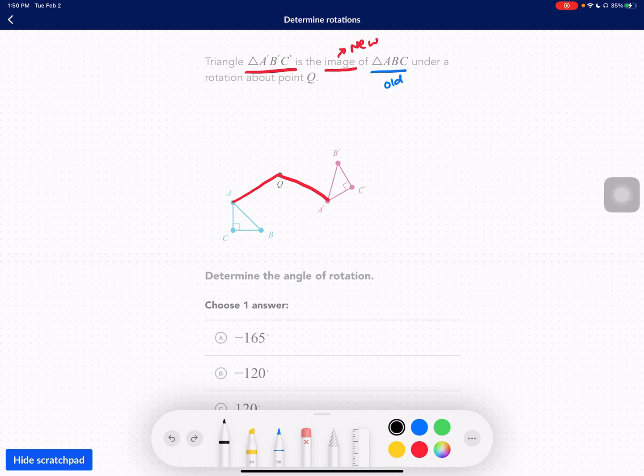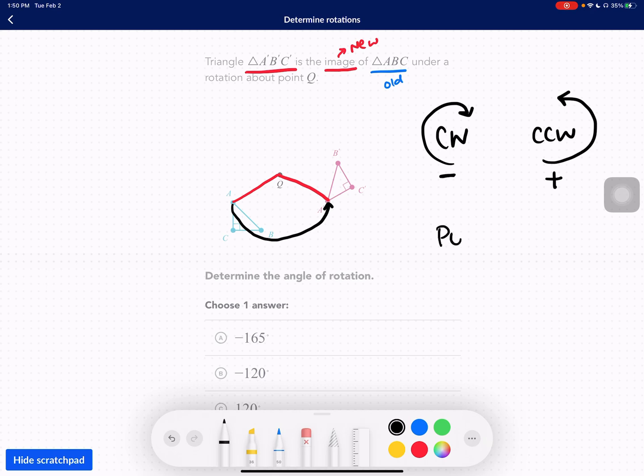Hold on, let me draw something a little bit better. I'm going to go like all the way around. There we go. So it's going counterclockwise. So here we have clockwise. Looks like this, like a clock. Counterclockwise is backwards clock. Clockwise is always negative and counterclockwise is positive. Okay, so we know that this is going to be a positive angle of rotation. It's always the ones that are less than 180.